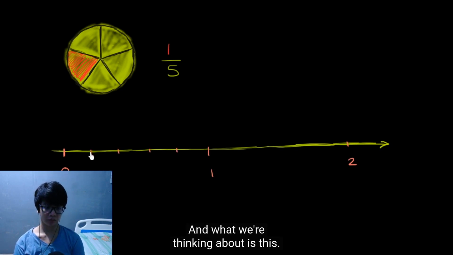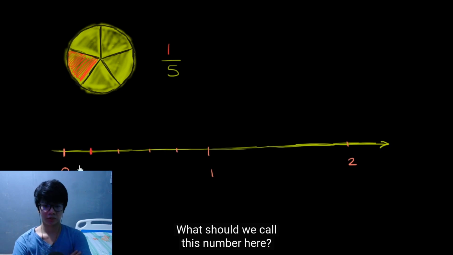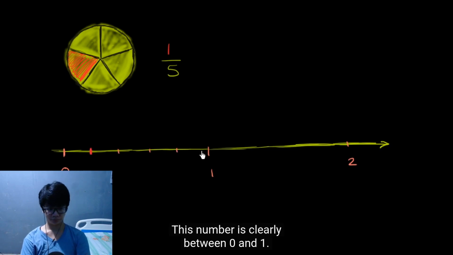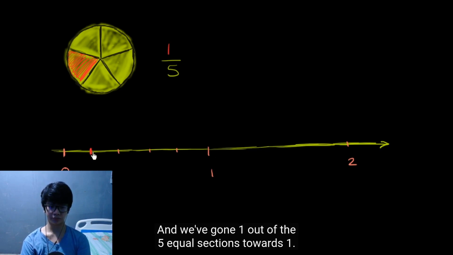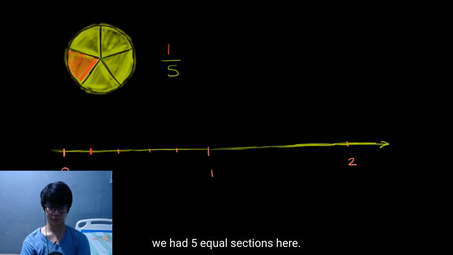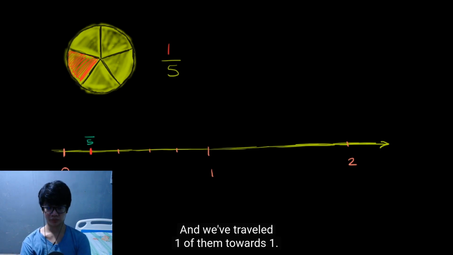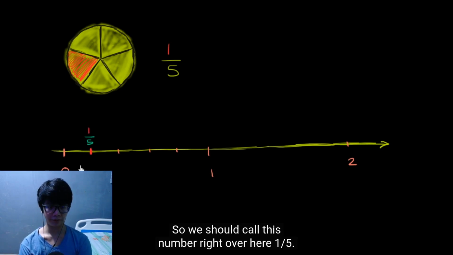And what we're thinking about is this. What should we call this number here? This number is clearly between 0 and 1. It's clearly closer to 0. And we've gone 1 out of the 5 equal sections towards 1. Well, it makes complete sense that we had 5 equal sections here, and we've traveled one of them towards 1. So we should call this number right over here 1/5.